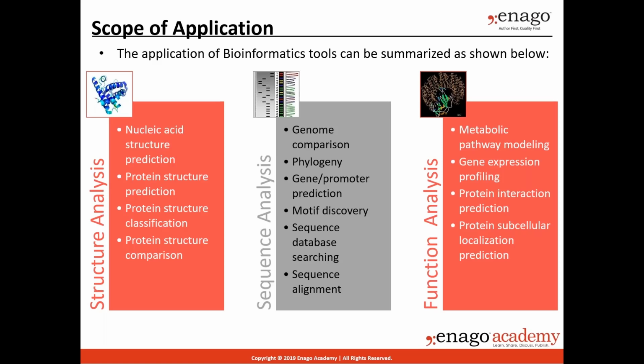And of course, we can sequence databases and search for what's up or down in particular data sets, and do sequence alignment. From a functional perspective, we can model metabolic pathways and look at how gene expression profiles might play a role in regulating pathways and networks. We can look at protein interaction and network nodes. We can also look at where proteins might be in the cell, so protein subcellular localization prediction and whatnot. Using bioinformatics, we can basically predict or create algorithms that allow us to see what's happening inside the cell at the molecular level.